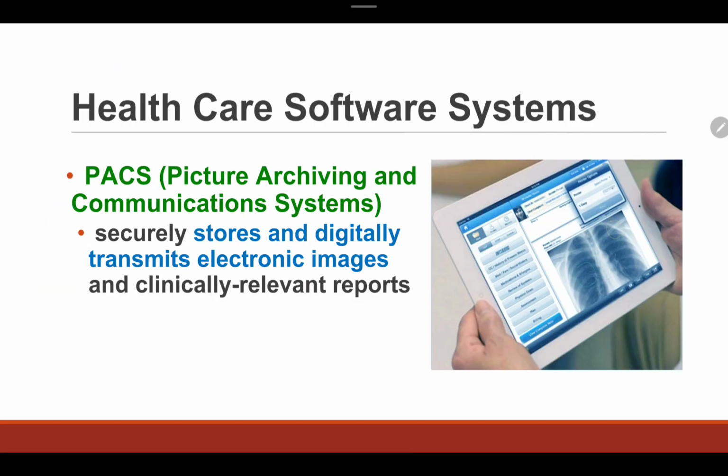So, let's talk about the next. The PACS, the Picture Archiving and Communication System. Okay? These securely store and digitally transmit electronic images and clinically relevant reports. Earlier it was more on the data only; this one is more on picture archiving. So, what are the laboratory tests that require picture data? Yes, your X-ray results, your ultrasound results. These are separate systems, one focusing only on pictures and the other only on data. It is better to keep them separate.